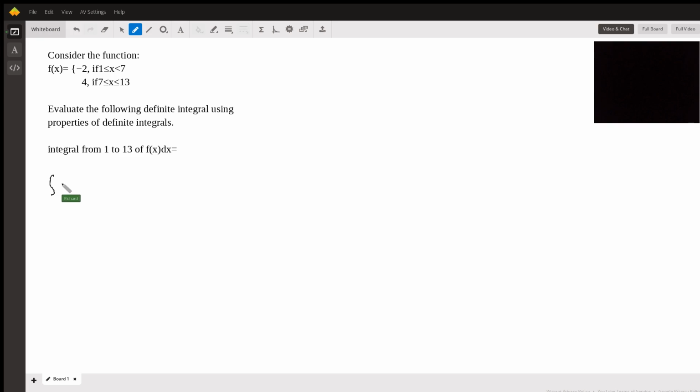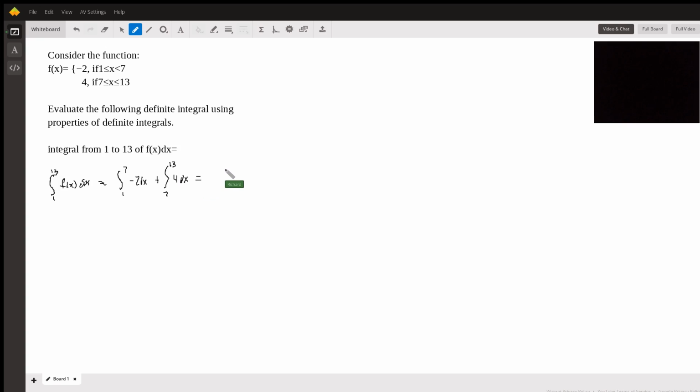So the integral of f of x dx, we're told to find that from 1 to 13. Okay, so we're going to break this up into two parts. From 1 to 7, the function f of x is negative 2 dx. And then we'll go from 7, definite integral from 7 to 13, and it's positive 4 dx.